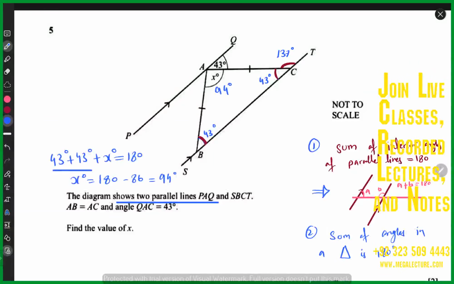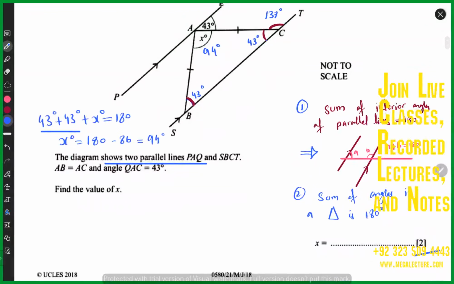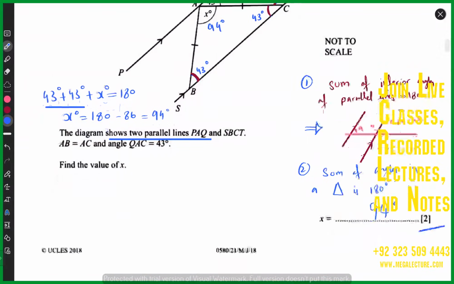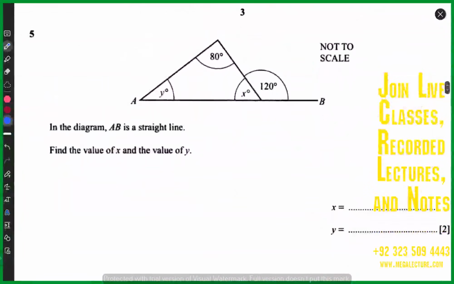And this was just a 2-mark question, so you need to be quick at it. You would get quick, inshallah, once you practice a good number of questions. So it is 94 degrees. Very good. Well done. Excellent. Let's talk about the next one. Let's talk about the 5th question.